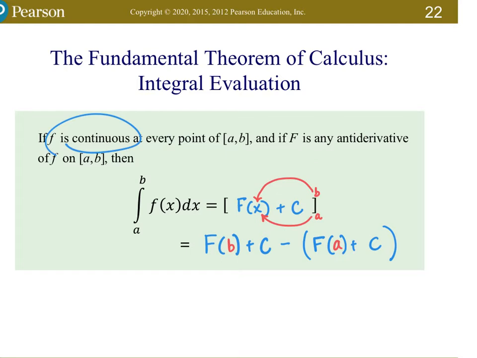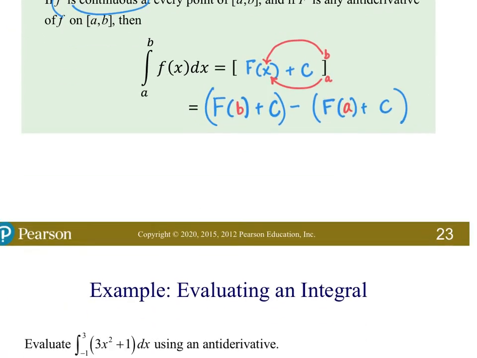Okay, so if you want to be really safe, you put parentheses around the first bit and then minus parentheses around the second bit, but that's the connection. So you find the antiderivative, and then you drop in the values of the bounds and work it out, always starting with the b bound, the higher bound first, and then the lower bound, subtracting the lower bound. So let's practice that.